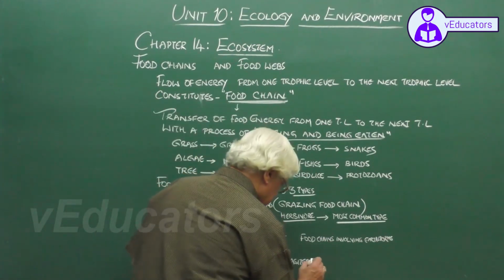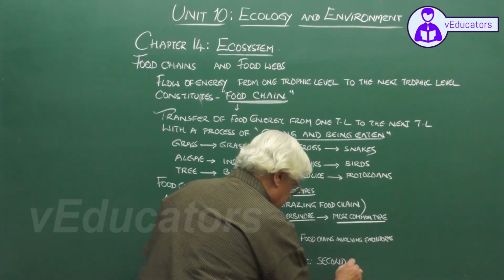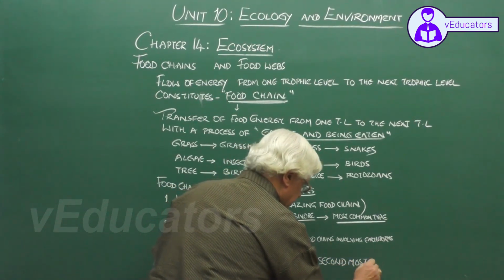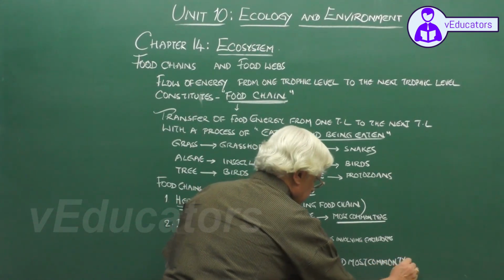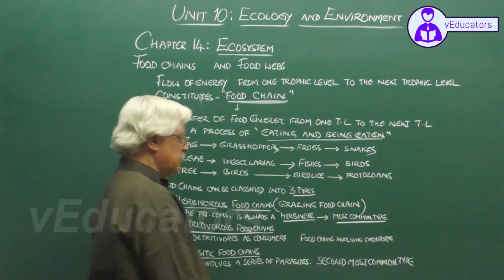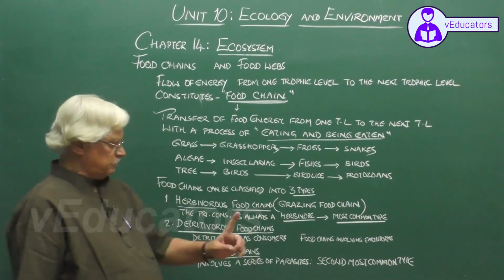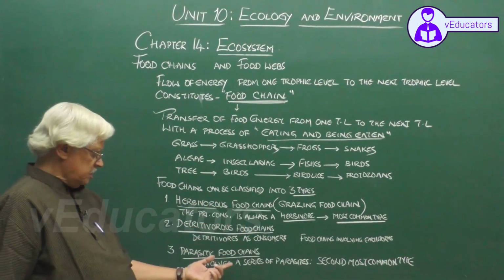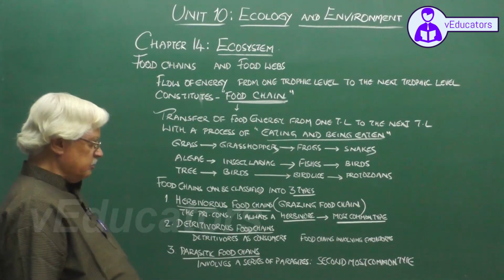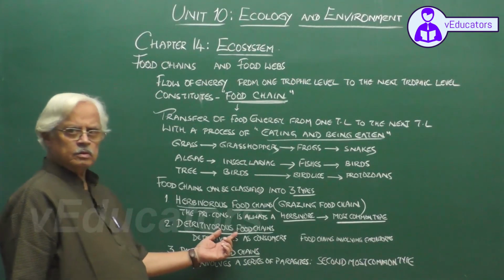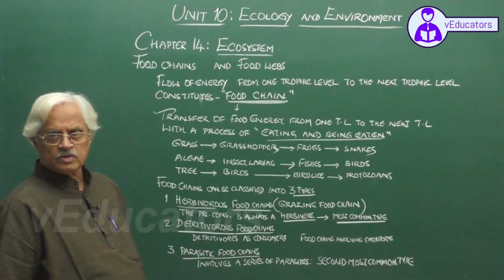Parasitic food chains are very common in any ecosystem, so they happen to be the second most common type of food chains. The first most common type of food chains in any ecosystem will be herbivorous food chains. The second most common food chains will be parasitic food chains, and the rest of the food chains in an ecosystem will be detritivorous food chains.